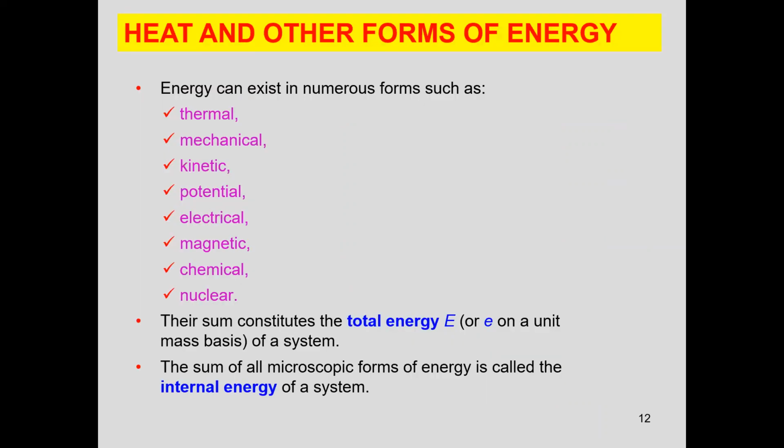Now, heat and other forms of energy. Energy can exist in numerous forms like thermal, mechanical, kinetic, potential, electrical, magnetic, chemical, and nuclear. All of these together make up the total energy. The sum of all the microscopic forms of energy is basically the internal energy.